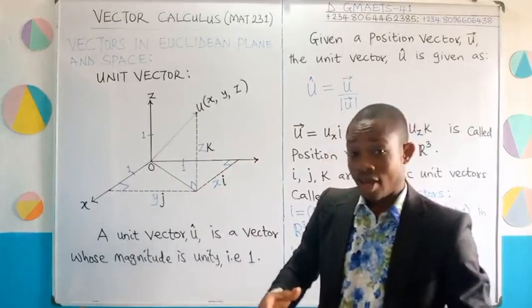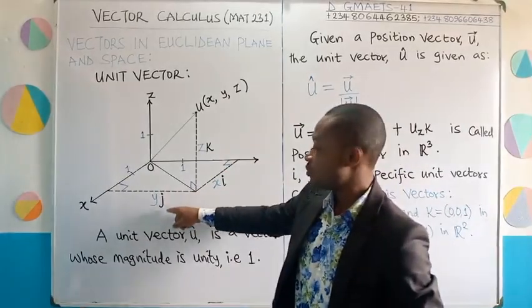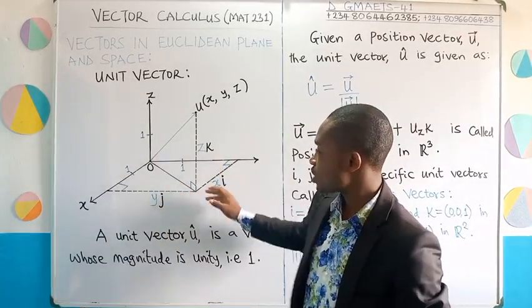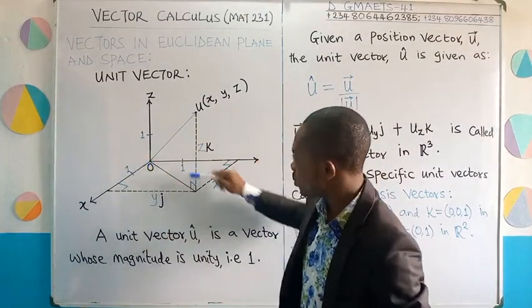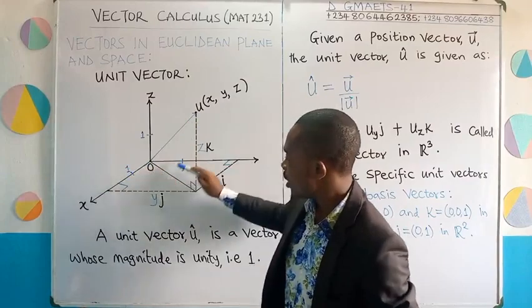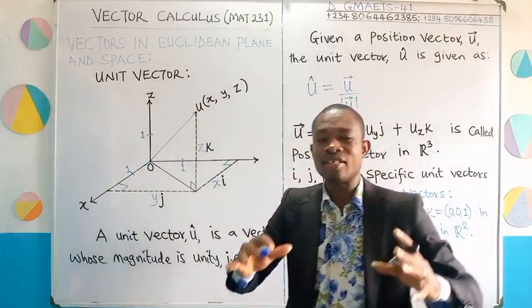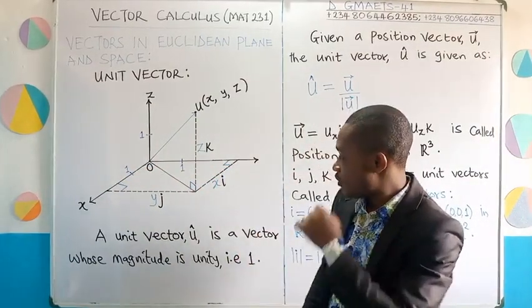And like we stated earlier, the magnitude of these unit vectors i, j, k is equal to 1. That is why in each of these axes, I decided to cut off a point, you can see that, and then I wrote 1 there. That is the magnitude, the value of our unit vector.